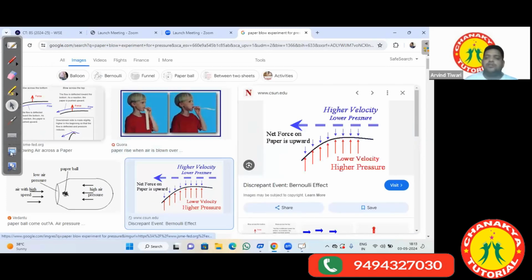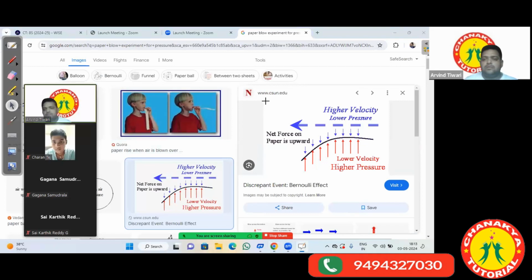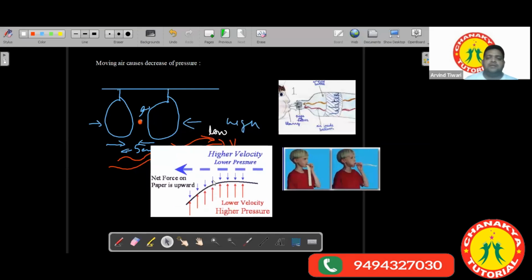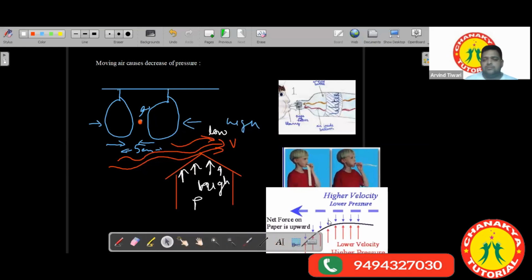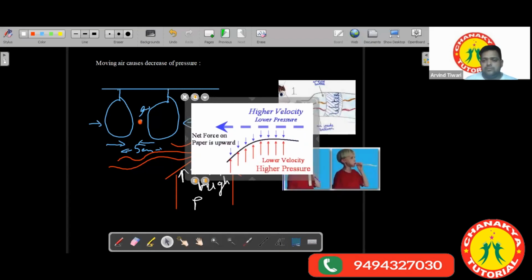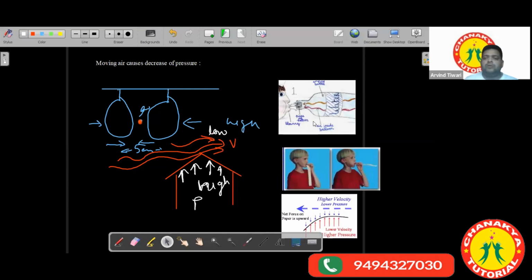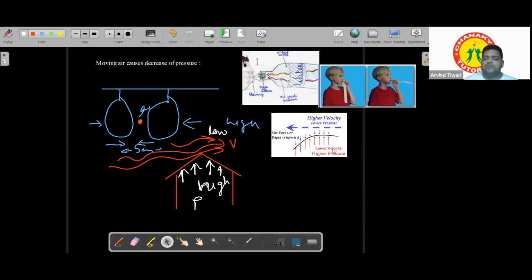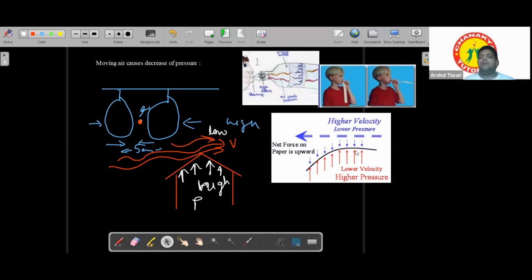Higher velocity causes the pressure to decrease. Okay, this is how your paper works. This paper activity, it is how it works. It will be available to you. You can check it out, all these activities. So see how it happens. When air passes through here rapidly, here we have higher velocity, which means lower pressure. Here you will have lower pressure, and from the bottom you will have higher pressure. So because of the higher pressure, the paper will be pushed upward.